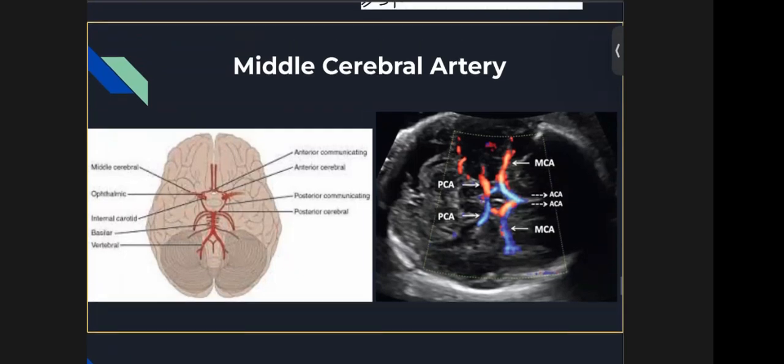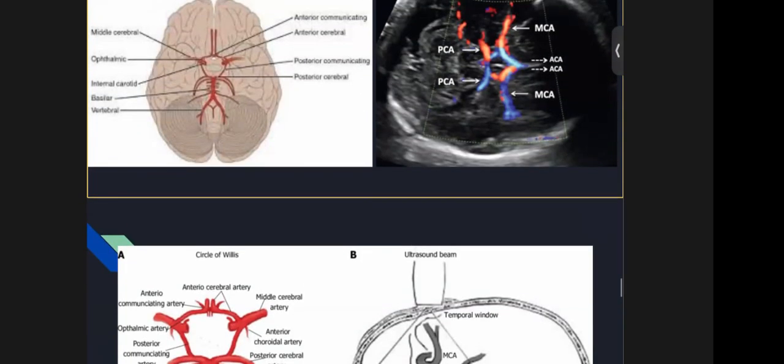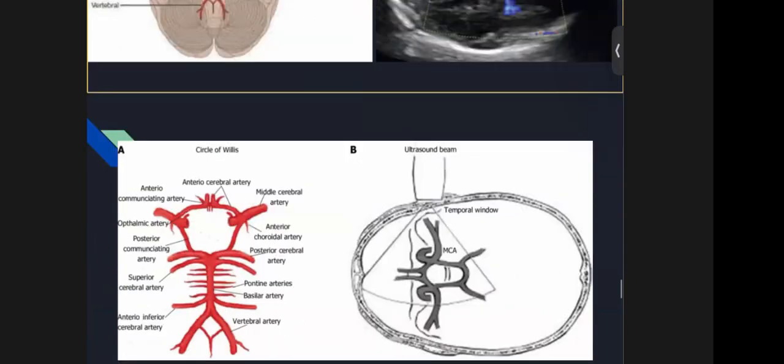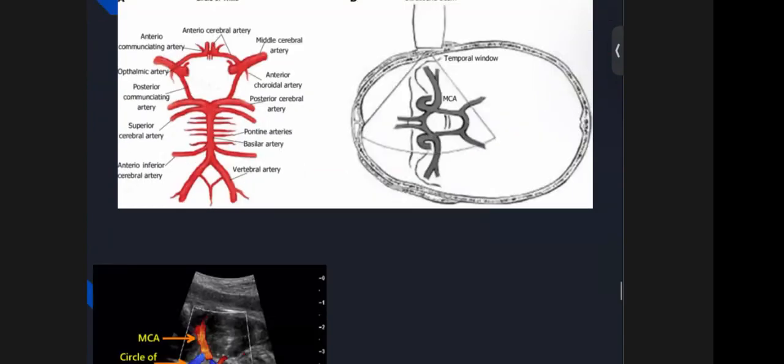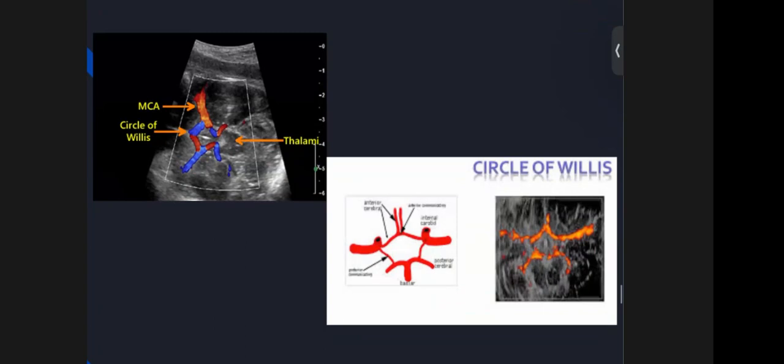So middle cerebral artery is a branch of internal carotid artery, and it forms a circle of Willis, as we all know. So this is the image of a circle of Willis along with ACA, MCA, PCA. And you can even see thalamus in this picture. This is the ultrasound beam at the mastoid temporal window where you can see the circle of Willis. So in this, you can see a circle of Willis again, a very prominent artery, MCA.